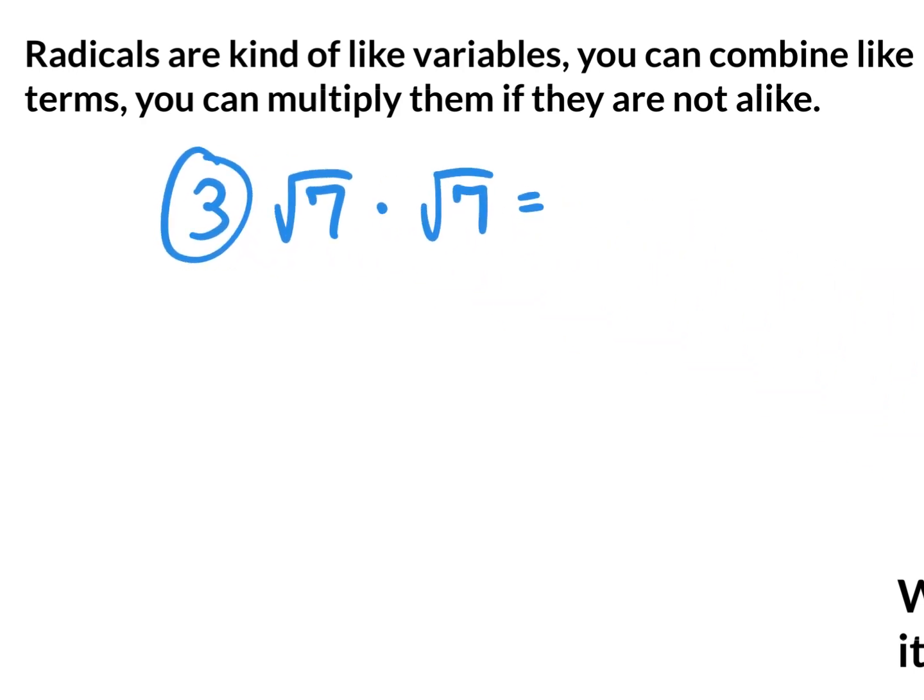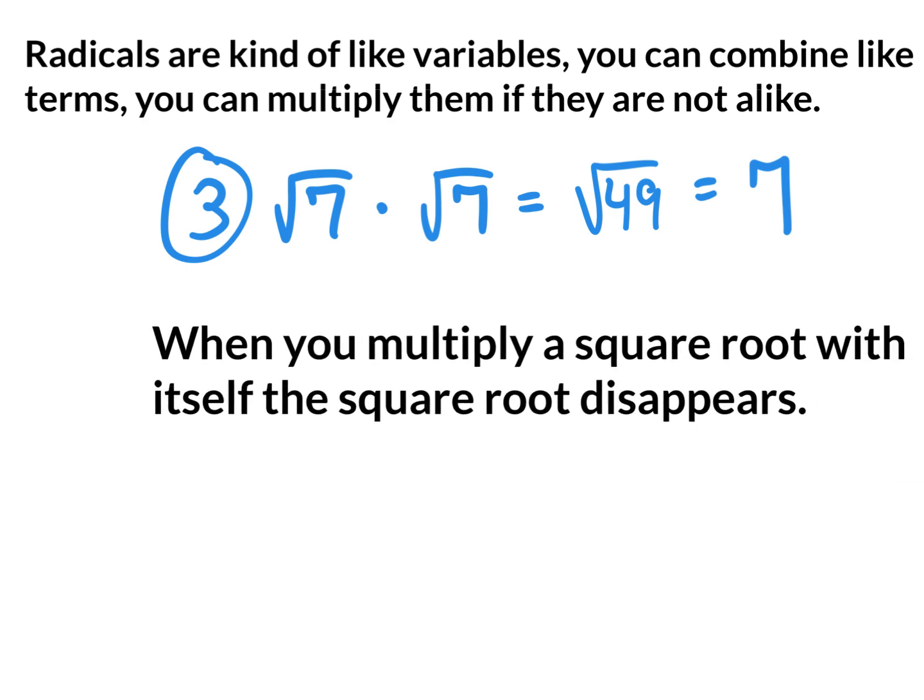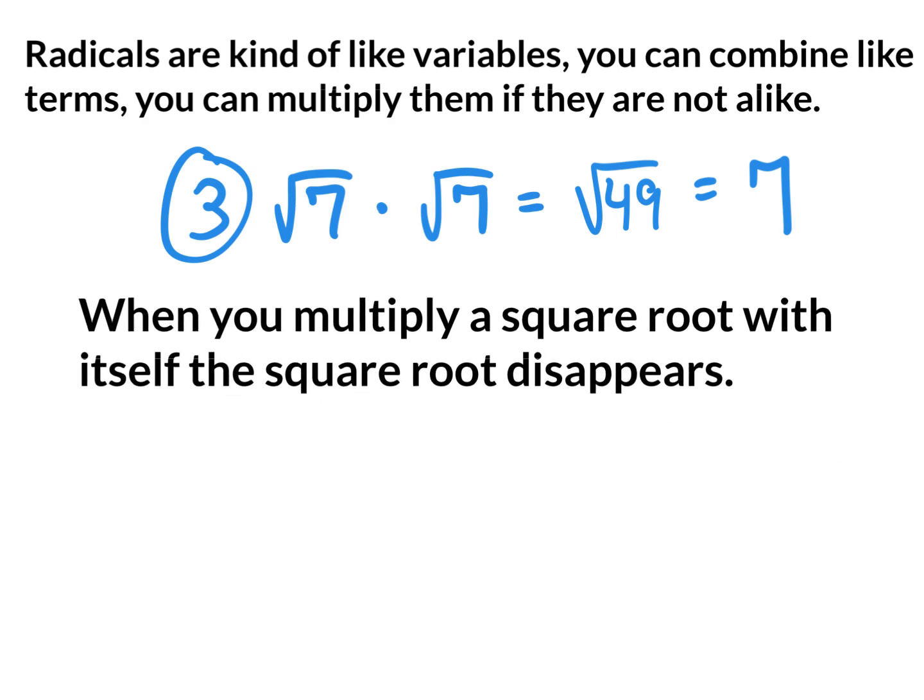How about the square root of 7 times square root of 7? Square root of 49. But what is the square root of 49? 7. And that brings up something very important. When you multiply a square root with itself, the square root disappears. Yay? Okay, what's the square root of 3 times square root of 3? The square root of 9, but what's the square root of 9? 3. You see, you don't have to show this part.